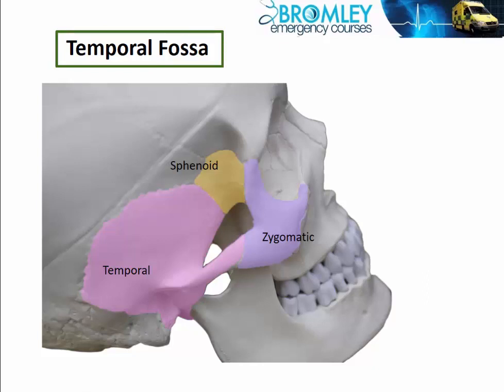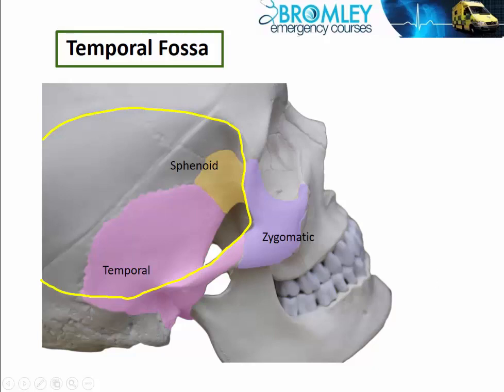So here we are looking at the side of a skull, and the temporal fossa is this area bounded by the yellow line here. So it's the area which the temporalis muscle occupies. You can feel it on the side of your head if you clench your teeth. And it's got a fairly complex set of bony components to it.